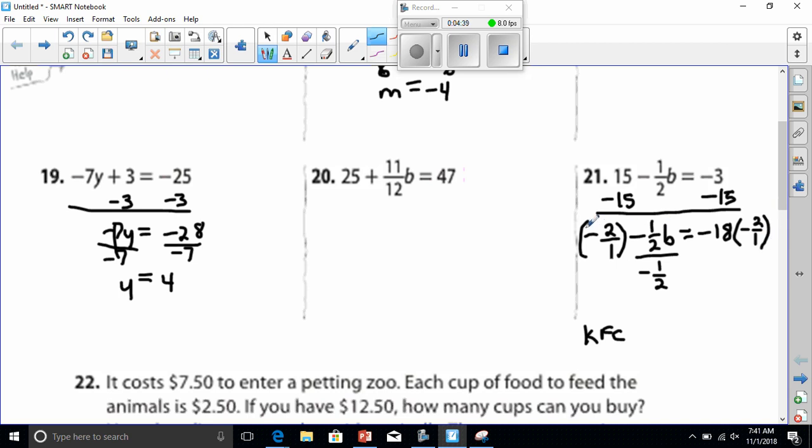Now this, of course, cancels these twos out because they became 1, so I have 1b left over. And negative 18 multiplied by negative 2, because remember this is negative 18 over 1, the bottom number will just be 1, and then the number over itself will equal the number on top. Negative 18 times a negative 2 will give me a positive 36.